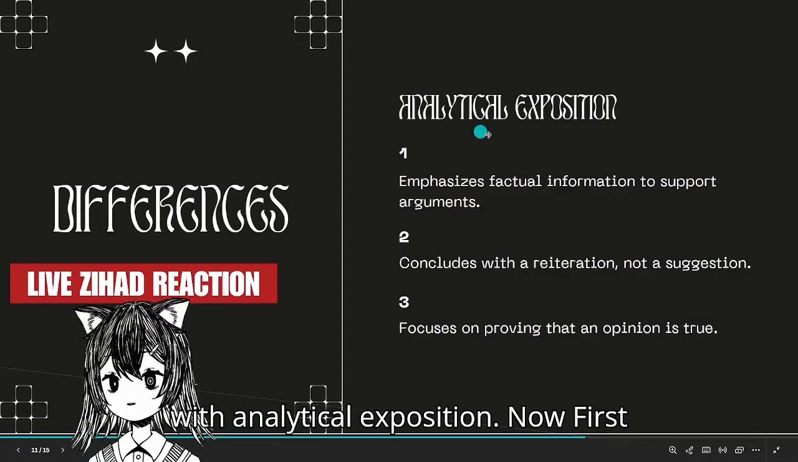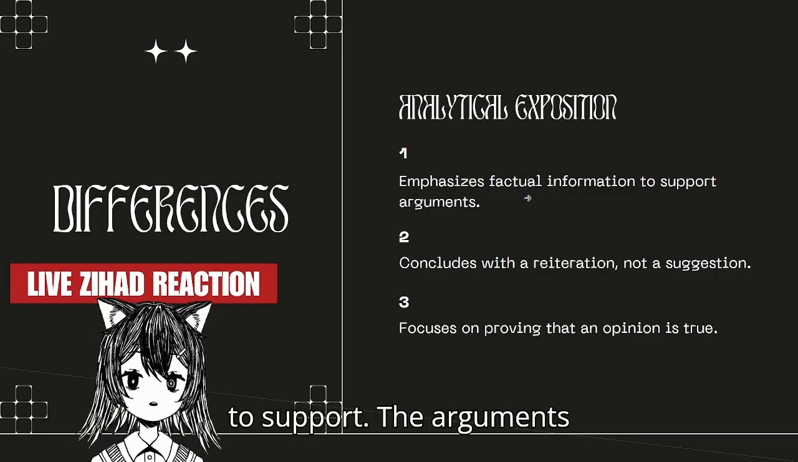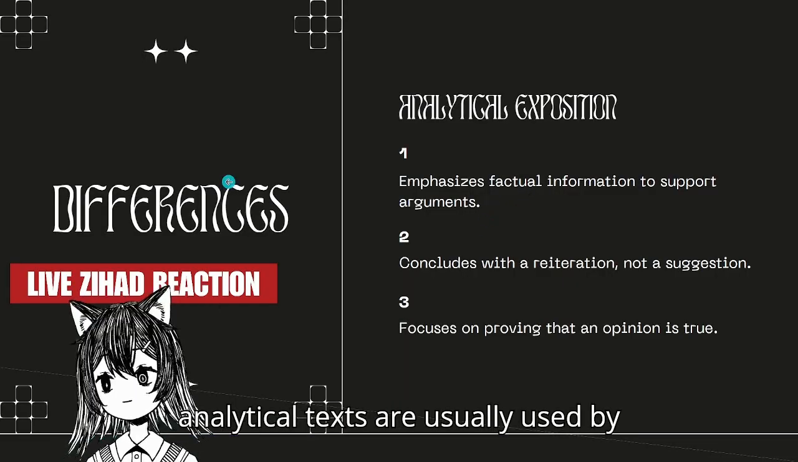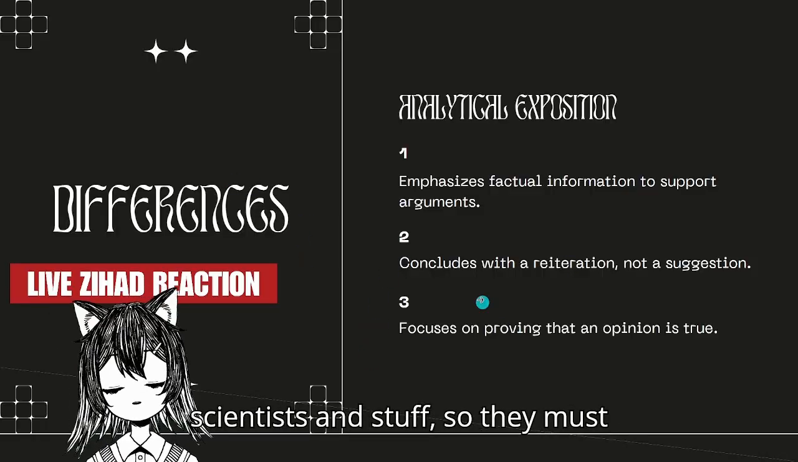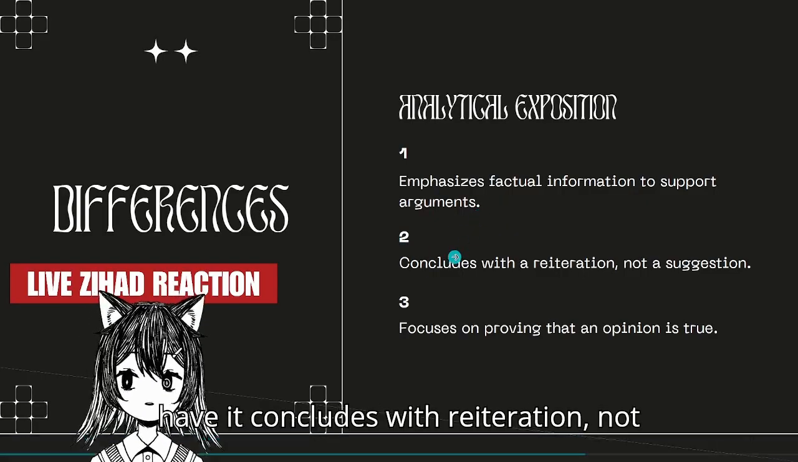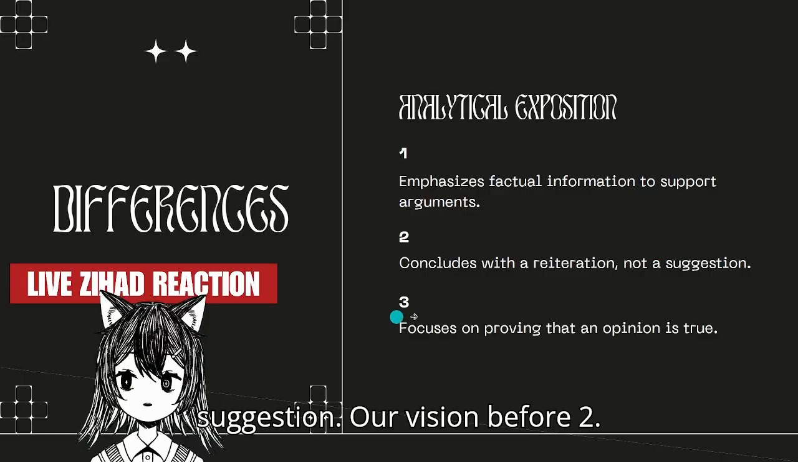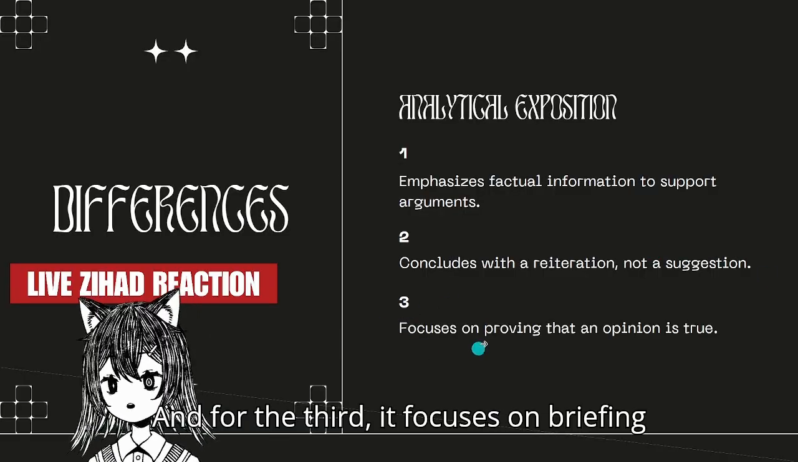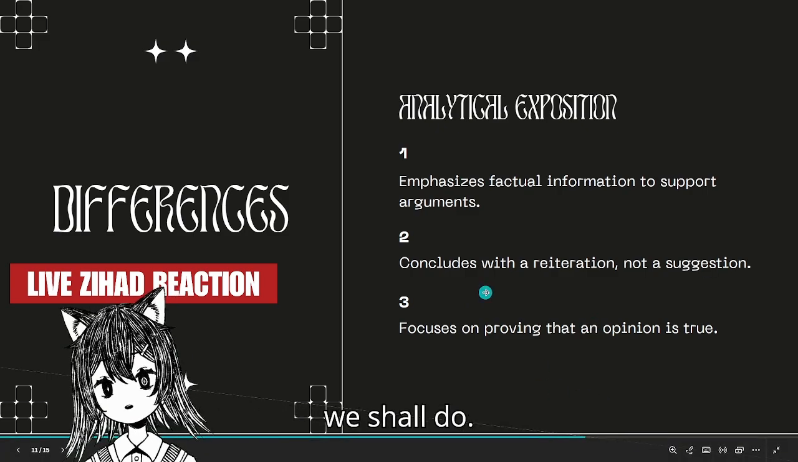With analytical exposition, first off, it emphasizes factual information to support its arguments, because analytical texts are usually used by scientists and the like, so they must be credible. Second, it concludes with a reiteration, not a suggestion. And third, it focuses on proving that an opinion is true instead of what we should do.